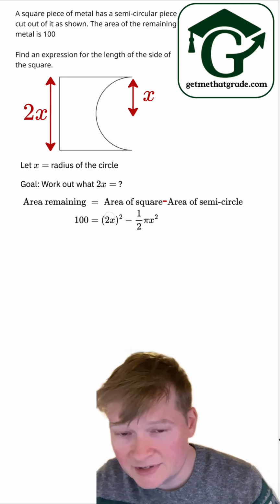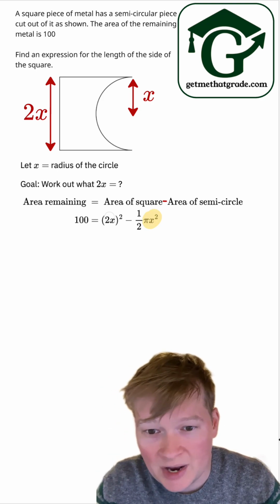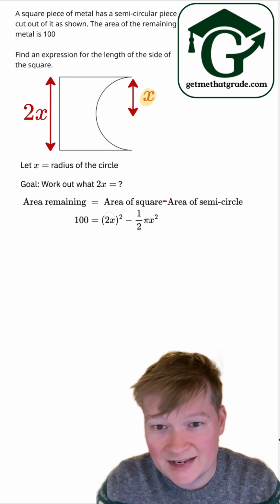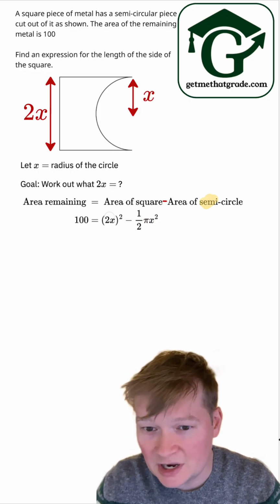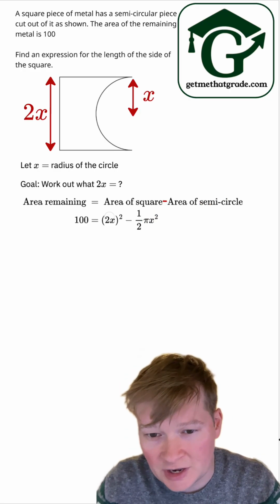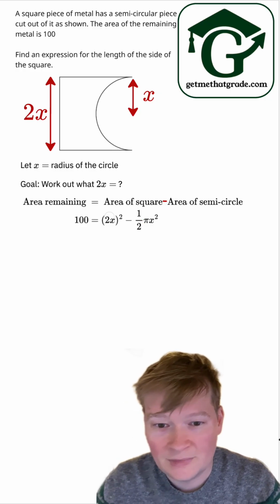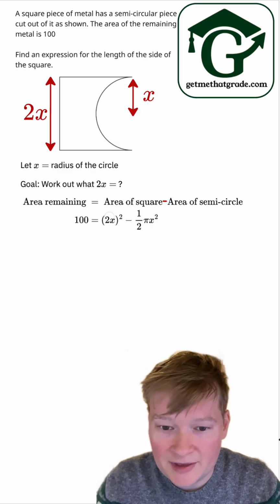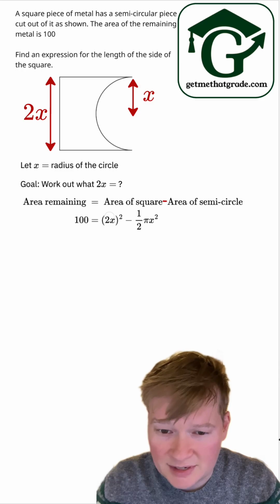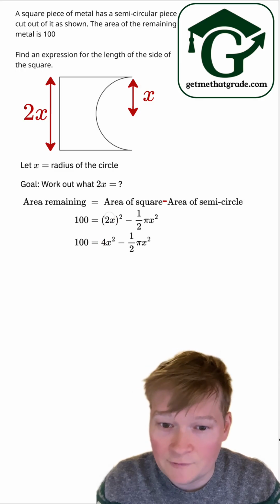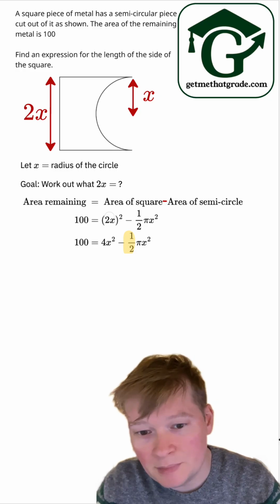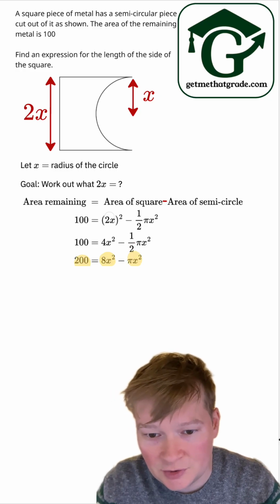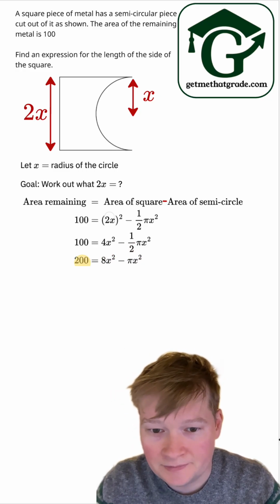To find the area of the semicircle, we use pi r squared, but r, the radius, is x. So it's pi x squared, but remember we've got a semicircle, half of a full circle, so we have this half here. Next, we can simplify this by squaring the 2 to get 4 and squaring the x to get 4x squared. Let's get rid of this fraction to simplify. We can multiply all three things by 2 to end up with this equation.